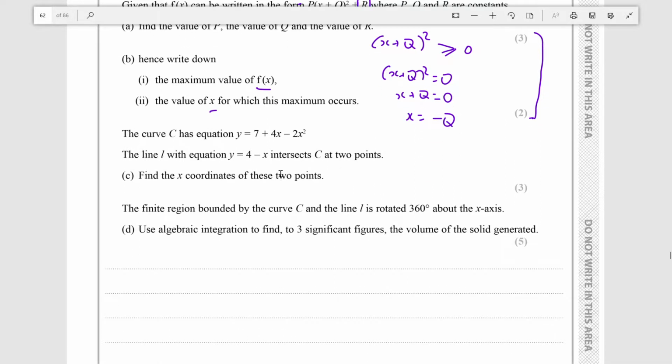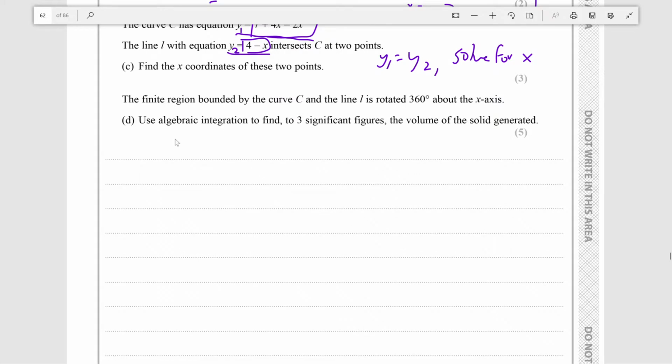Now, secondly, curve C has equation y is 7 plus 4x minus 2x squared. And then the line with equation y is 4 minus x intersects C at 2 points. Find the x coordinates of these 2 points. So if we call this y1 and we call this y2, just set y1 equal to y2 and solve for x. You have this expression equal to this expression, then you solve the quadratic equation, and you find the x coordinates of those 2 points where they intersect.